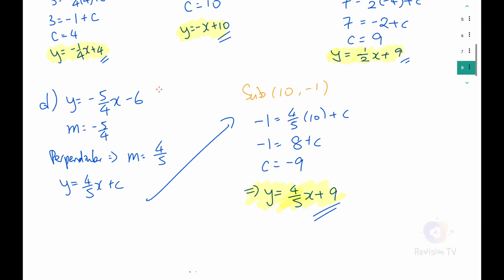Now for D, slightly trickier. The gradient in here is negative 5 over 4. Perpendicular means negative reciprocal. Flip the fraction, 4/5, cancel out the minus, which is just positive. So y equals 4/5 x plus c. Sub in the point 10, minus 1. So in here, 10 divided by 5 is 2. 2 times 4 is 8. So you get c equals negative 9. So the answer would be y equals 4/5 x minus 9. My mistake. Okay, and that's the answer.